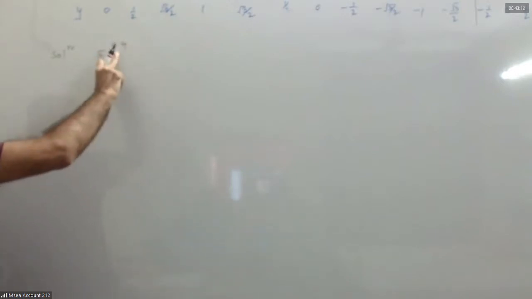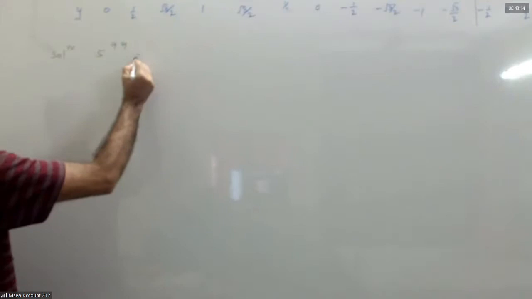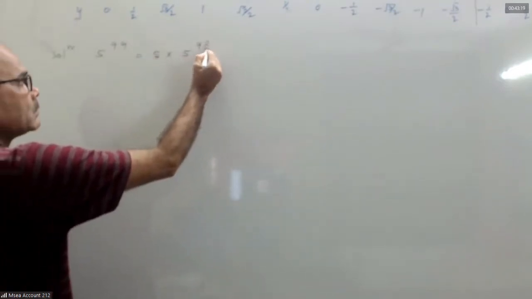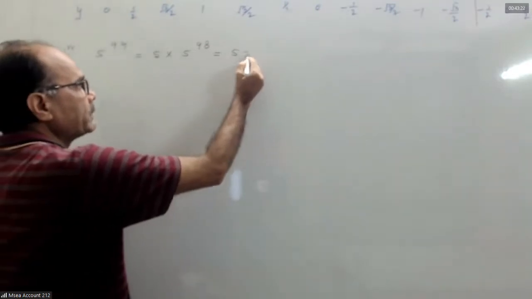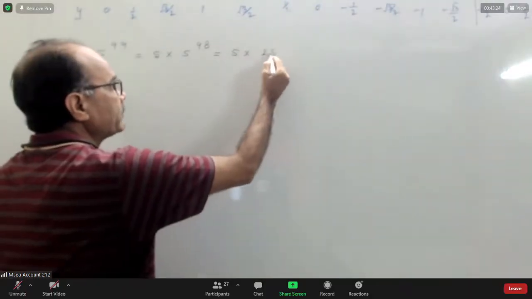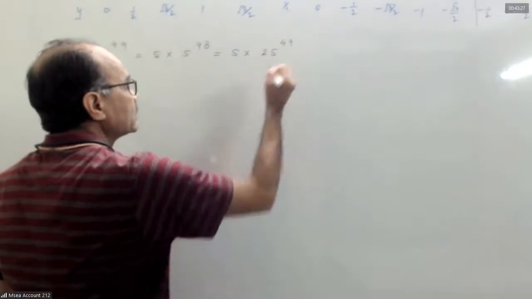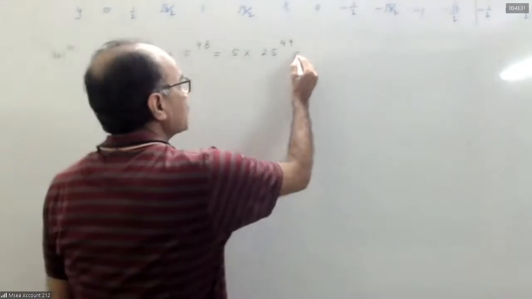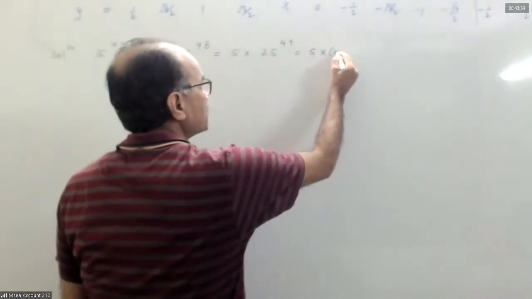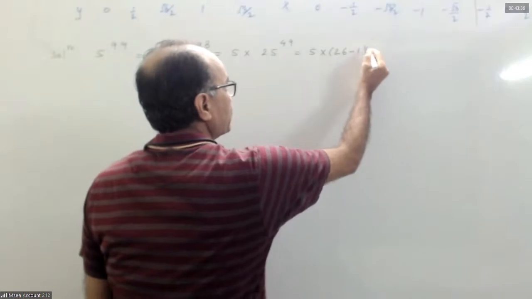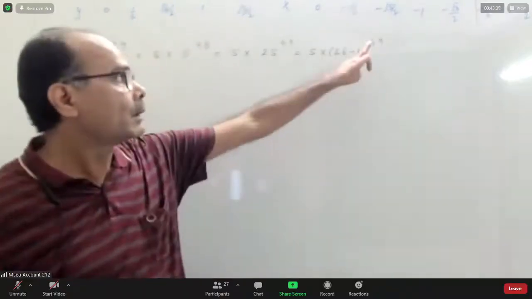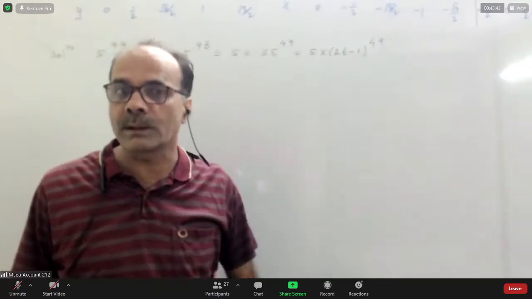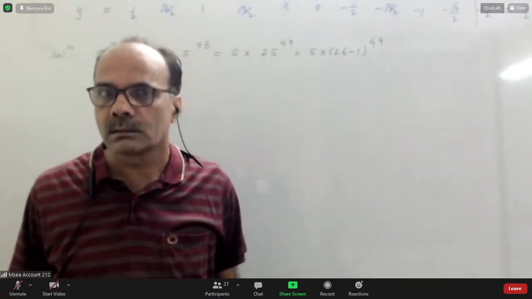So 99 is not divisible by 2. We have to take 5 outside. Five into 25 to the power 49, that is 5 square to the power 49. This equals 5 into 26 minus 1 to the power 49. Now look here. Power is odd. The last term will be how much? 1 or minus 1? Minus 1.